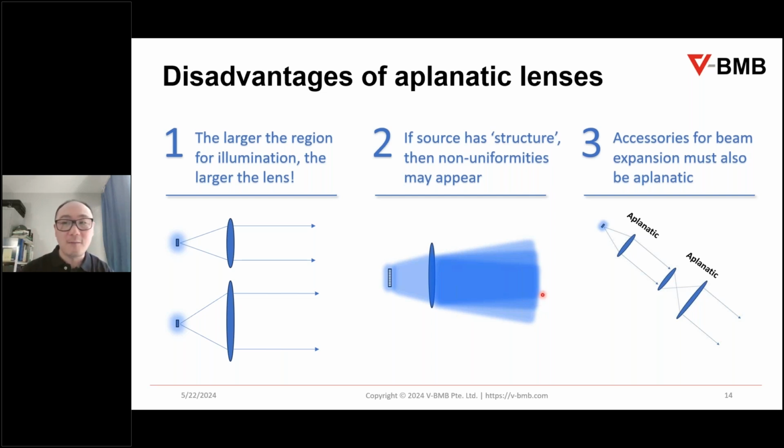That's non-uniformity. Another disadvantage is if you have an aplanatic lens that creates uniform illumination in the collimated beam, if you want to beam expand that or beam contract that, if you want to project the beam over a larger space, then every other accessory beyond that lens has to also be aplanatic, right? And that can be problematic, right? So there's some disadvantage of using aplanatic lenses.